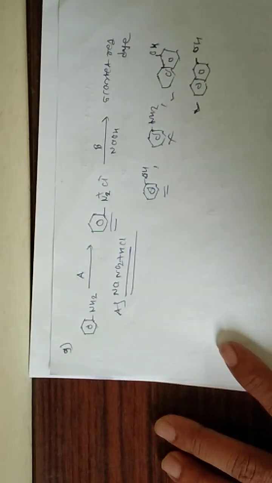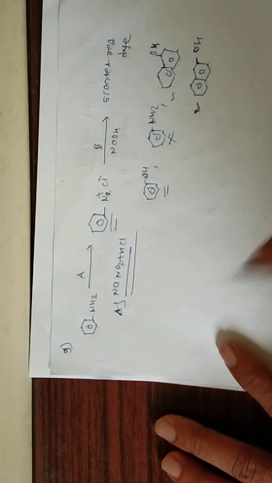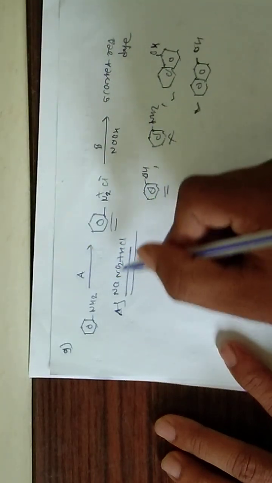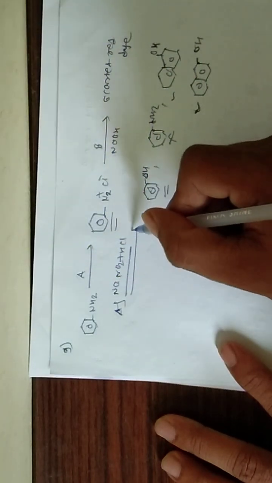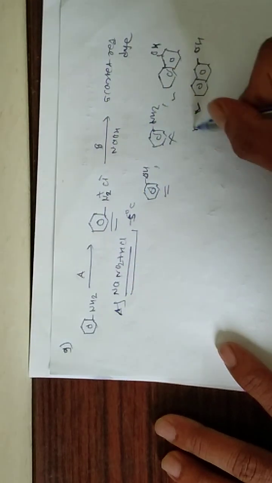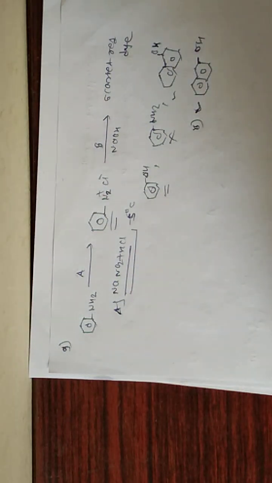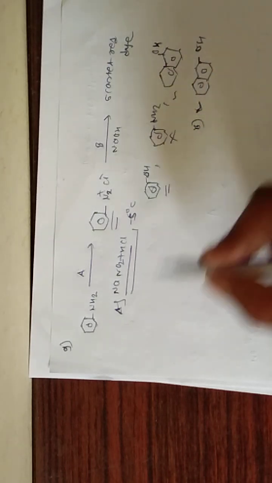So what will be the correct option? What will be the final product? Final answer: NaNO2 plus HCl, and also the temperature is there, -5 degrees Celsius. A is this and B is beta hydroxy naphthalene. So the correct option is the fourth option.